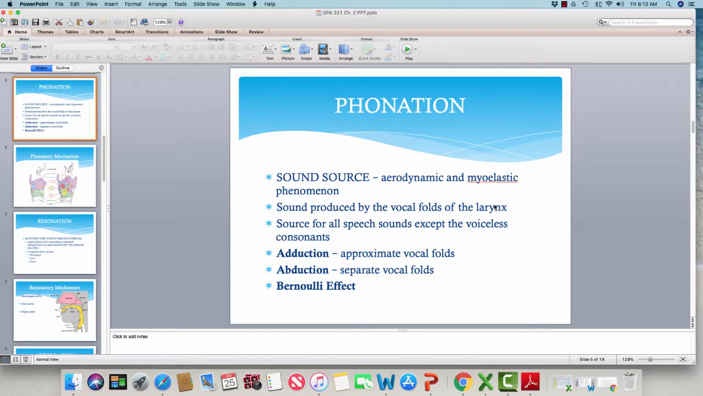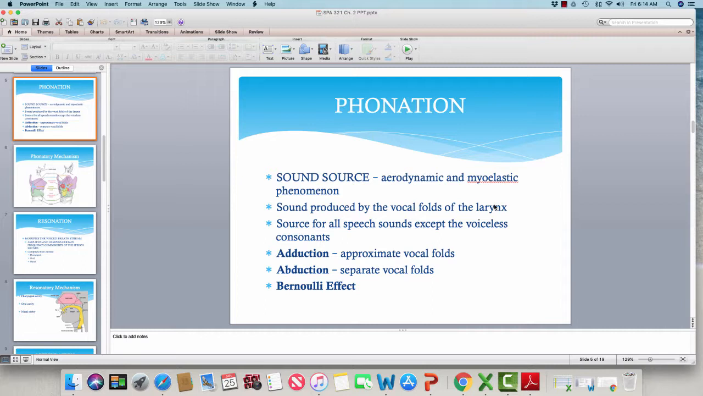So after respiration comes phonation. Again, we're going to breathe in to have that energy to begin, and as we breathe out, it's producing the energy to make the vocal folds vibrate. It's our sound source. It is an aerodynamic and myoelastic phenomenon. So aerodynamic meaning air, and dynamic meaning working together. And myoelastic, myo is muscle, and elastic is meaning that it's moving back and forth together. So think of elasticity. All of these processes have to work in conjunction together and be working properly for adequate speech sound production.